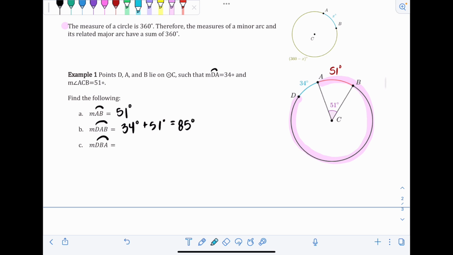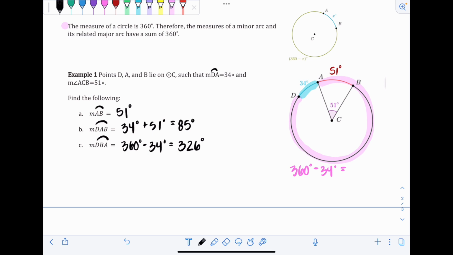So we know the minor arc is 34. So to find the major one, we're going to have to do 360 degrees minus 34 degrees, because they're going to add up to 360. So to find what's left, we have to subtract that minor arc from 360. So we'll do 360 degrees minus 34 degrees. And then that ends up being 326 degrees. So arc DBA is 326 degrees.